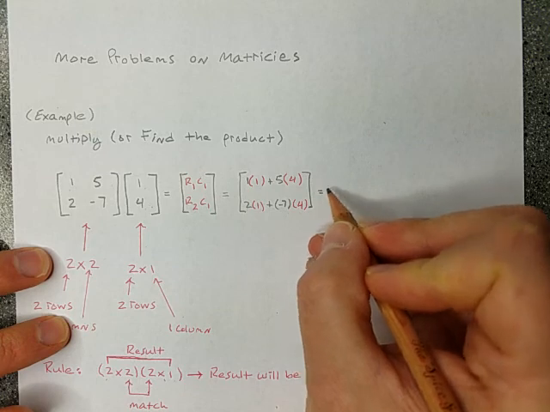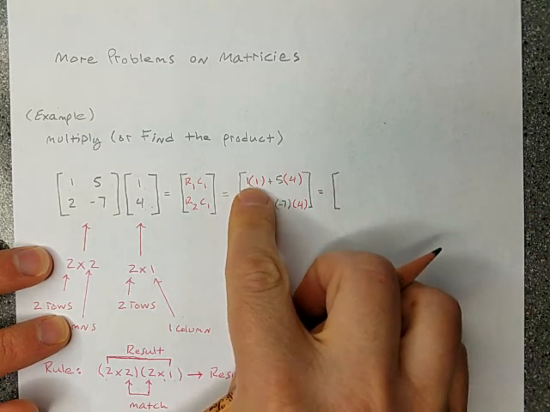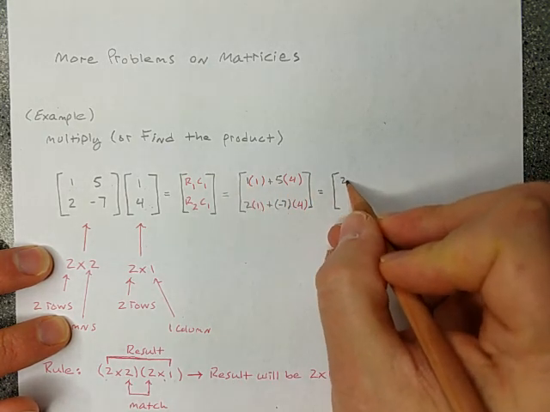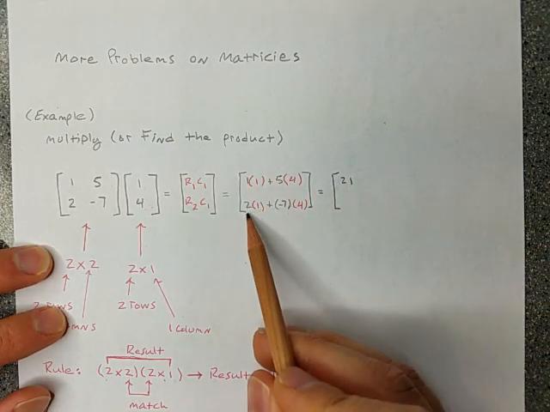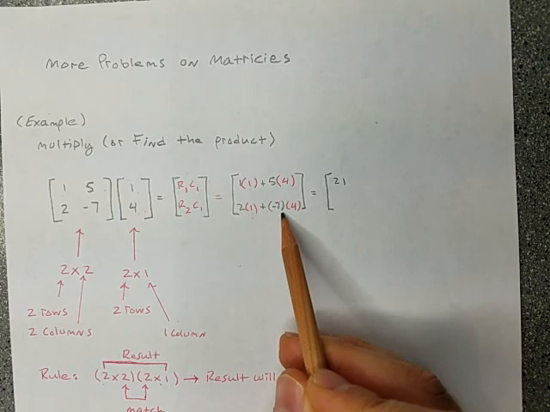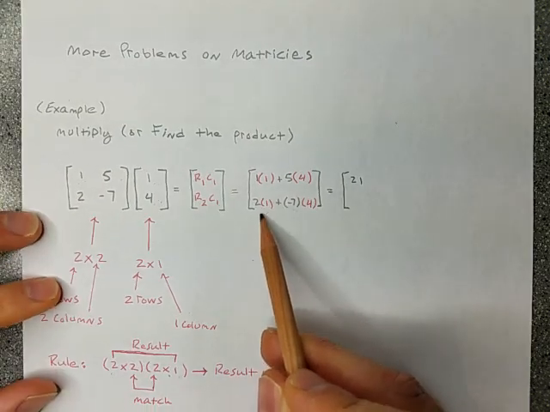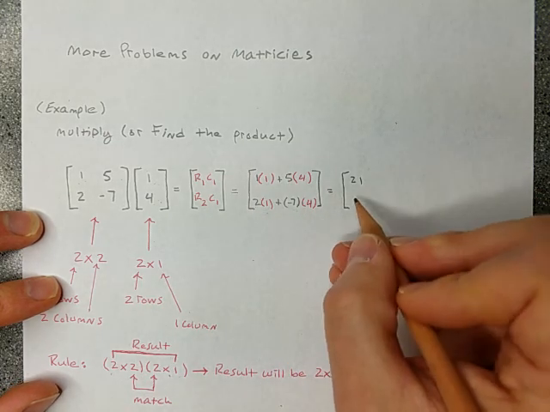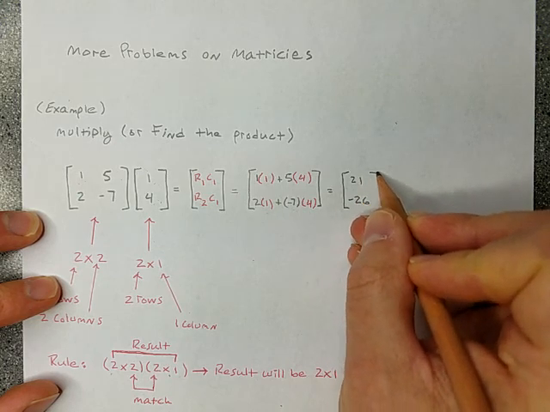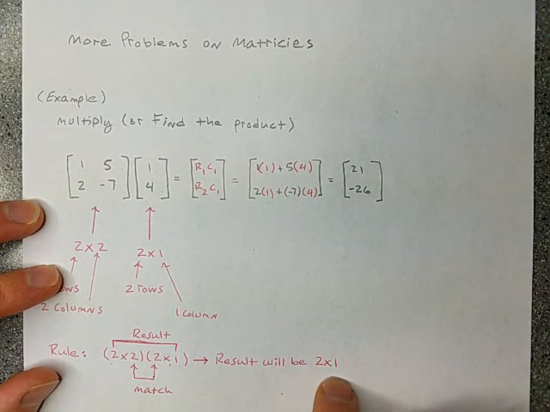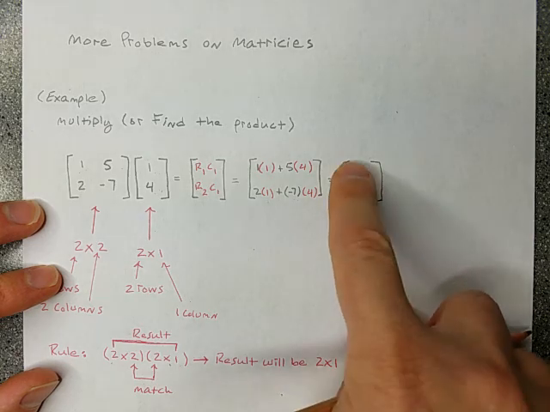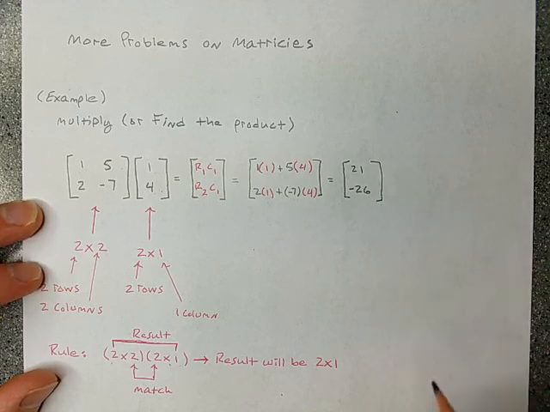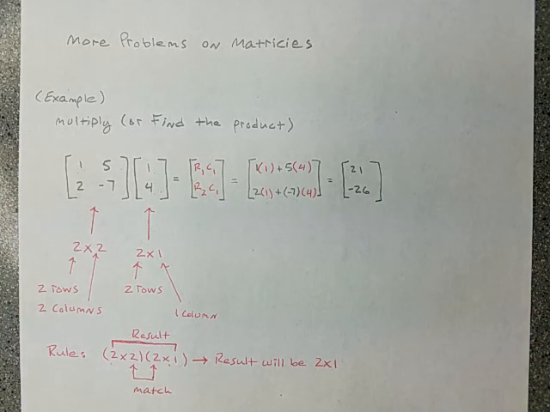So, all right, what are we going to get then? If I take 1 times 1 plus 5 times 4, that's going to be 1 plus 20. So this will be 21. And if I take 2 times 1 plus -7 times 4, that's going to be 2 plus -28. All right, so that's going to be -26. So there is your 2 by 1 matrix that is the result. 2 rows, 1 column, entries are 21 and -26. Okay, so that's one example of multiplying.